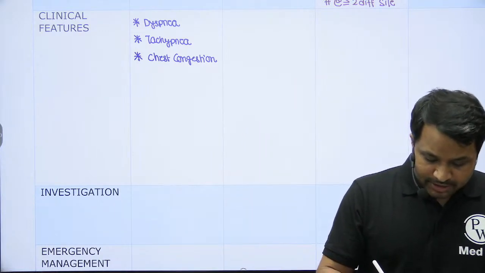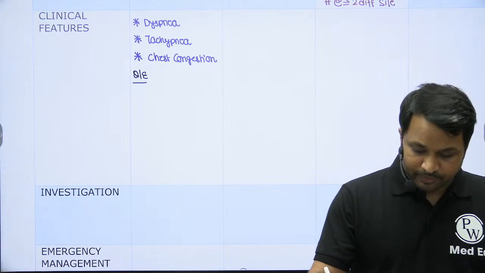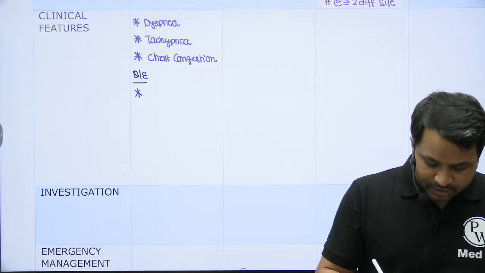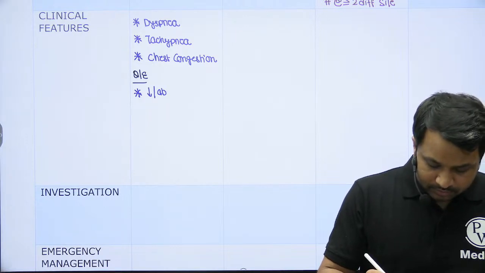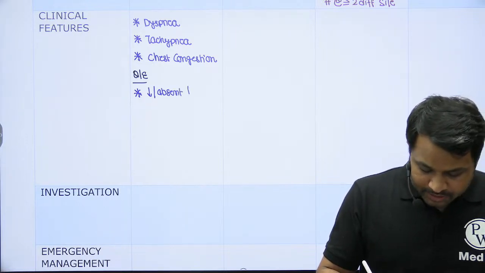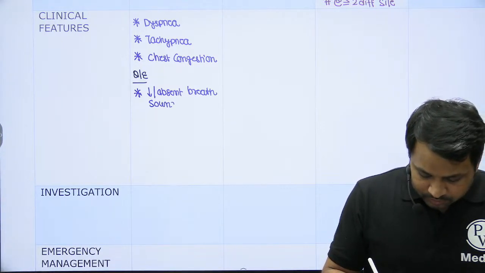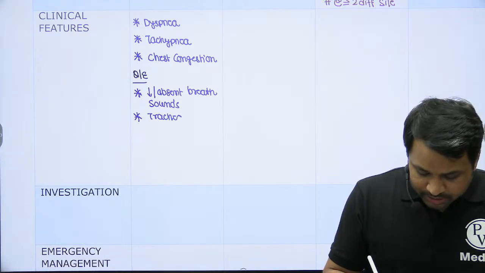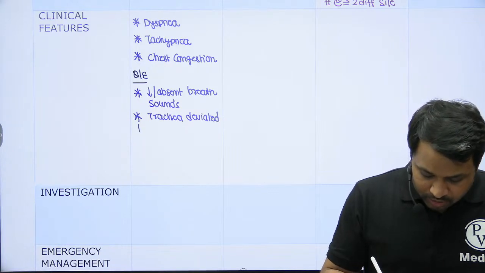Now obviously the patient has come, so I would like to evaluate. On examination, what do you see? Because the patient is having difficulty in breathing, I will auscultate first and I would say there are reduced or absent breath sounds. The second thing you will notice is the trachea deviated to the opposite side.